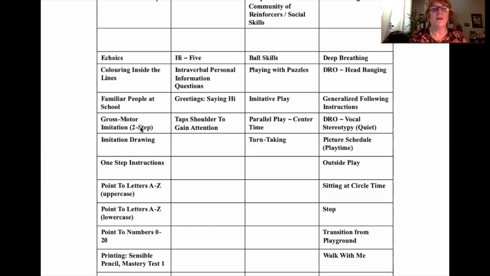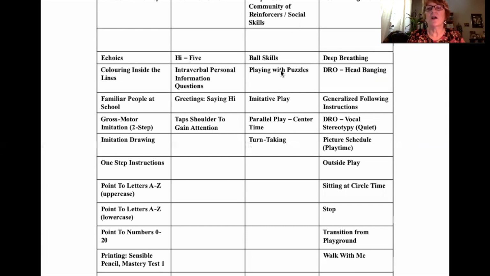Anyway, so these are the academic literacy, and then you have communication. So they're still working on language. They still might be working on asking for things. Each program is going to completely vary depending on the student. And then we've got an expansion of community reinforcers.